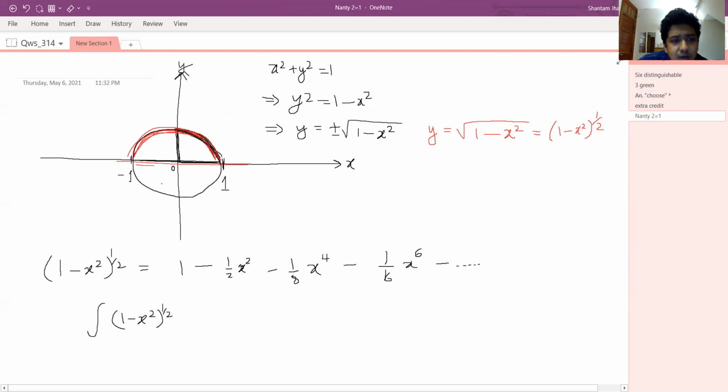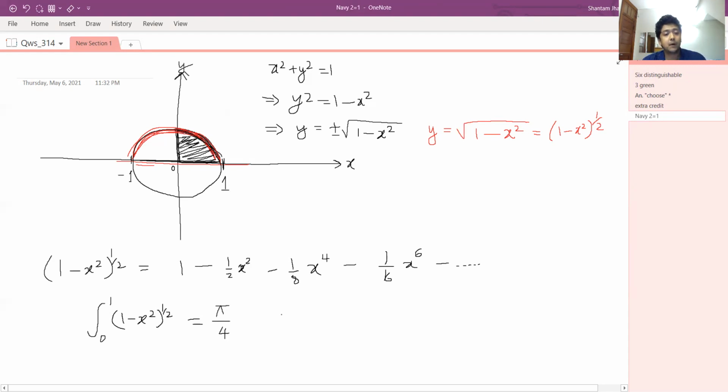when you integrate this function from 0 to 1, what should you get? Well, that is the area under the curve, so that is the area of a quarter of a unit circle. What's the area of a unit circle? Well, it's pi r squared, where r is 1, so it's pi. And so a quarter of a circle is pi over 4.